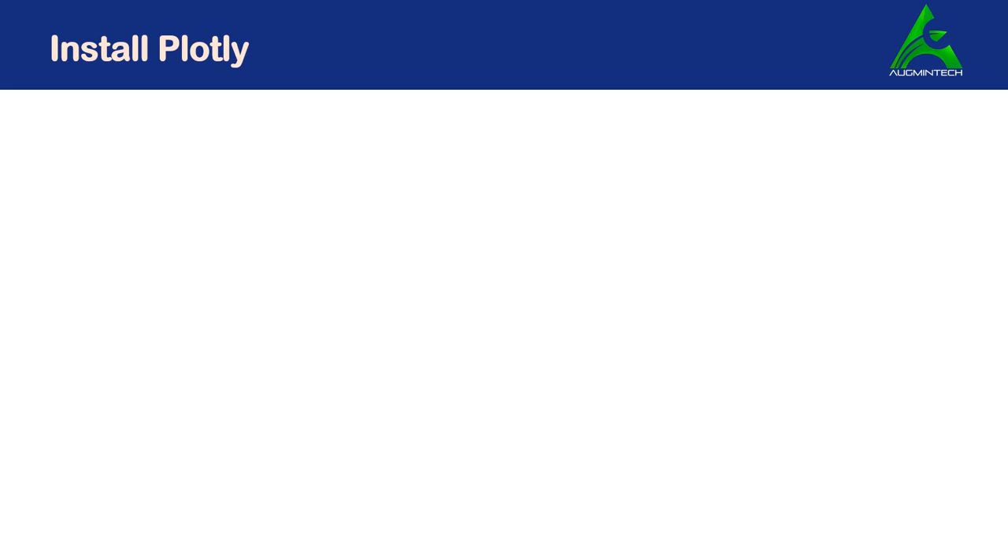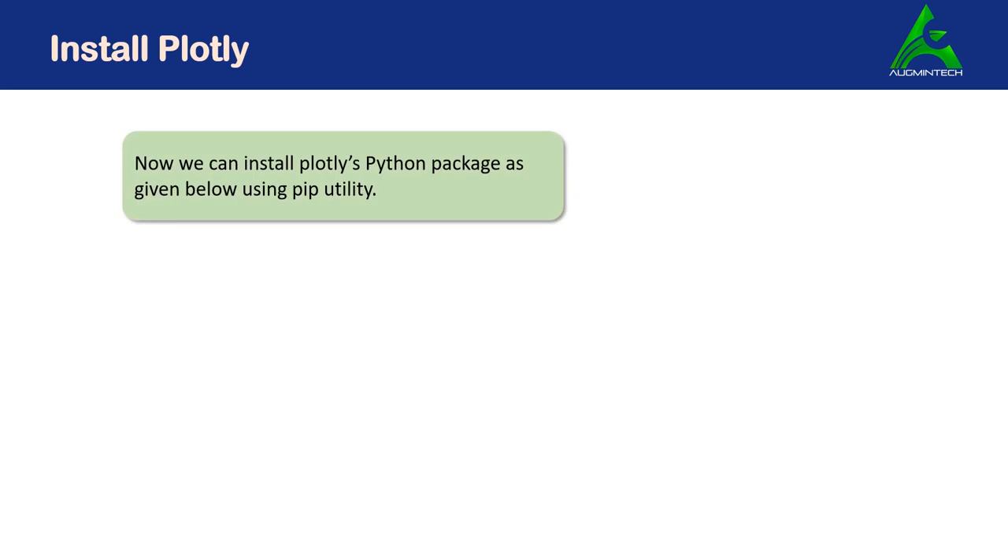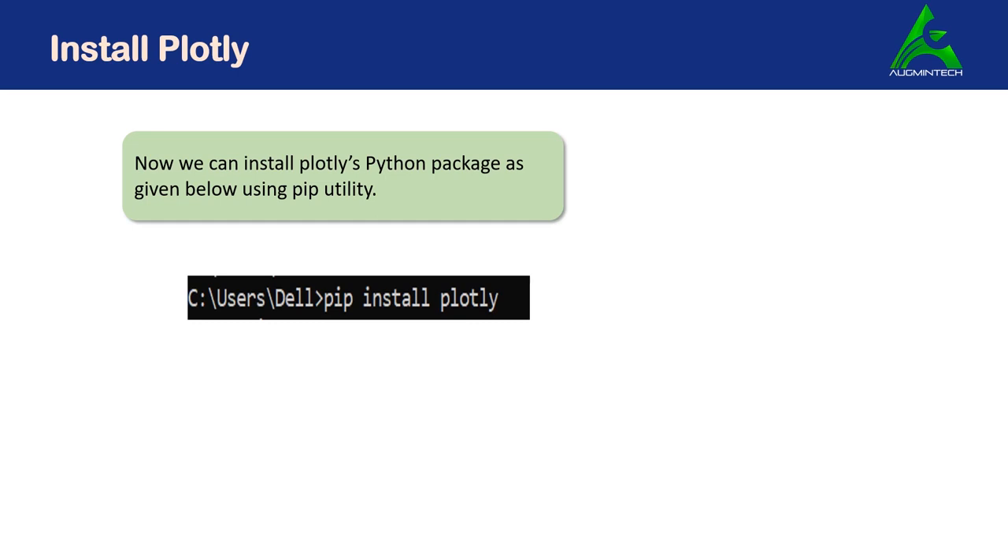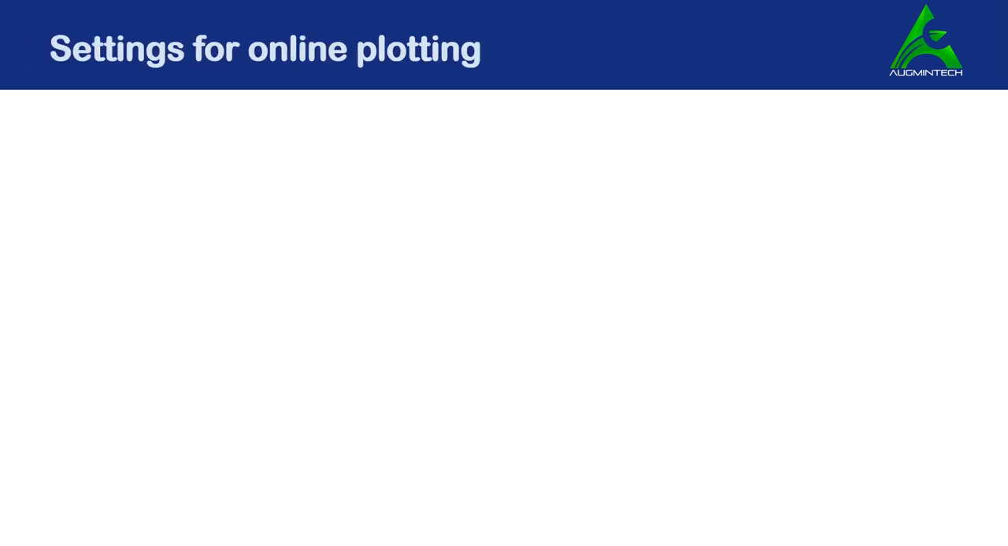Now let's see how to install Plotly. So now we can install Plotly's package for Python using pip. So we can just do pip install plotly, and then Plotly can be used in two different ways because Plotly is a company that could help you host your visualizations. So Plotly can be used for online plotting as well as we can connect Plotly for offline.